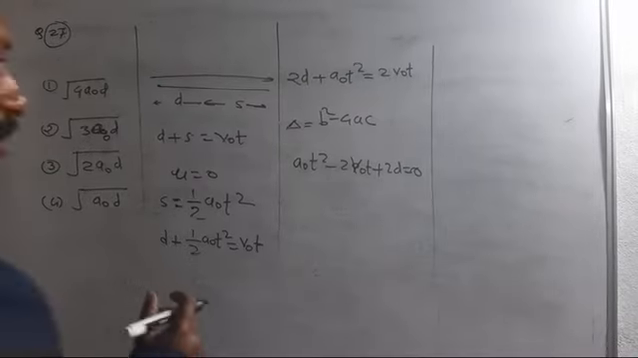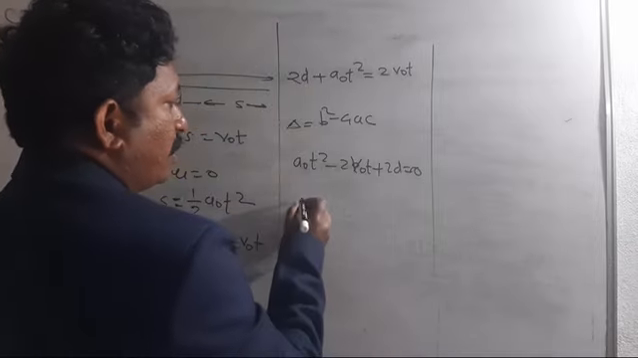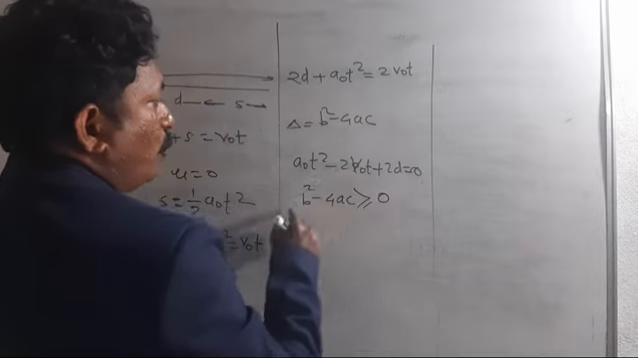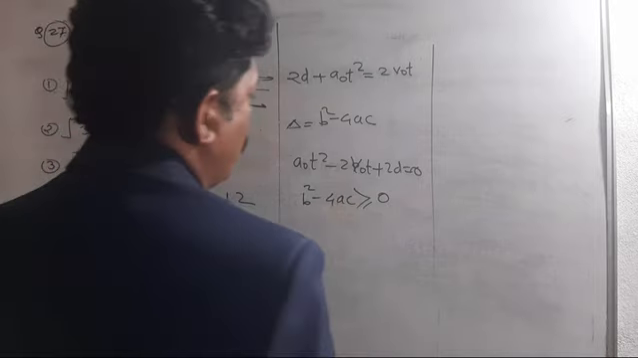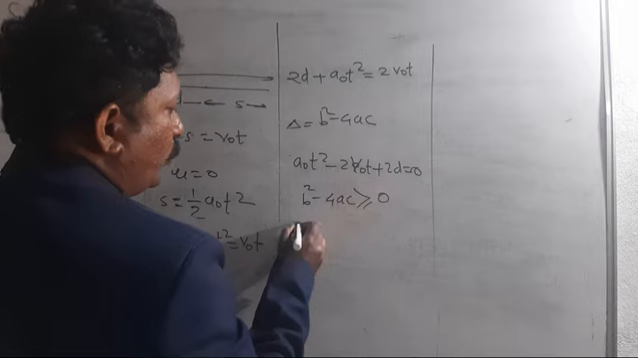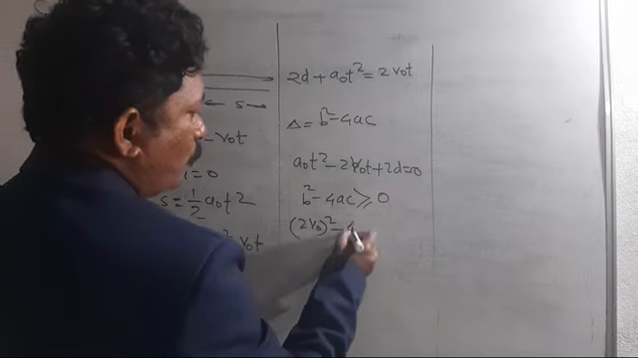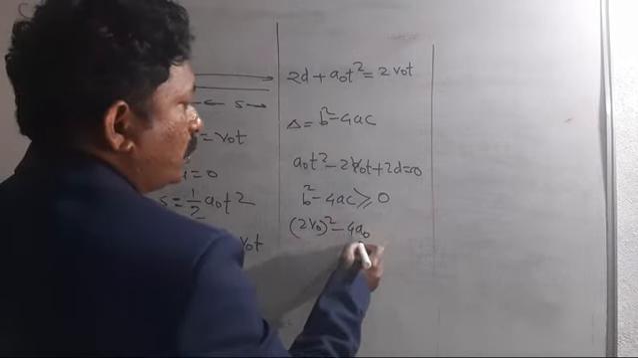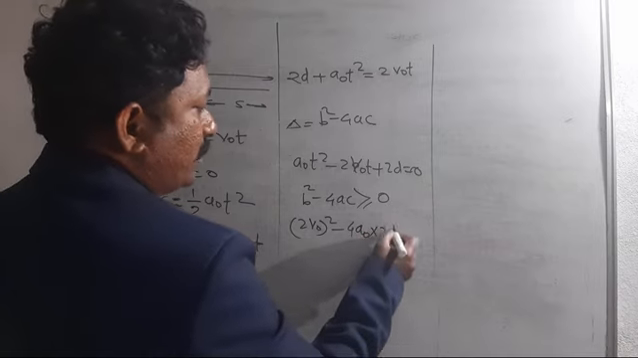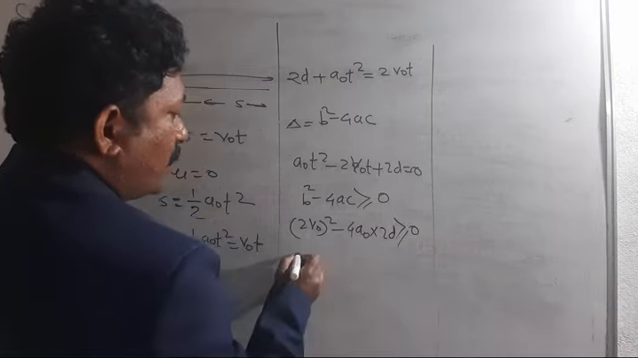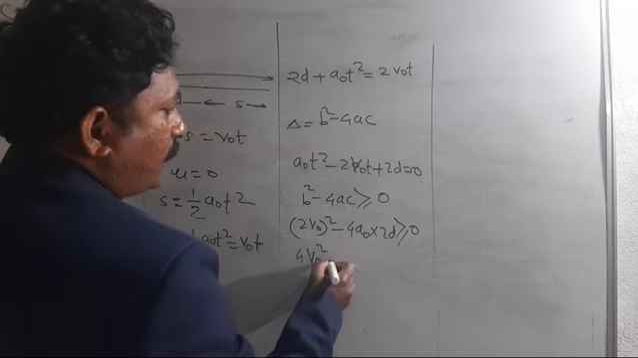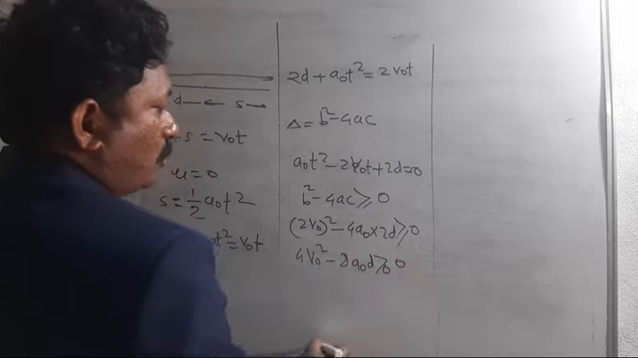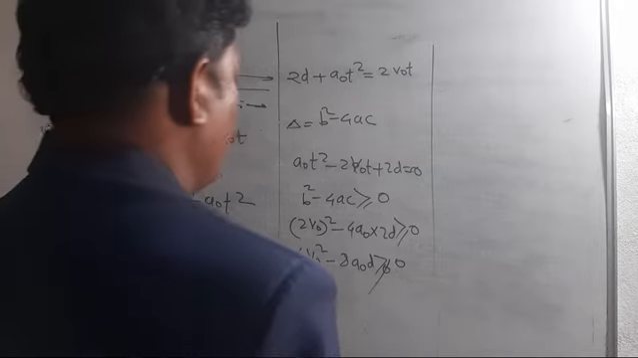So in this equation the discriminant, that is delta, b square minus 4ac, is greater than or equal to 0. Put the values in this expression. Value of b is 2v naught, value of a is a naught, and value of c is twice d. So b square minus 4ac is greater than or equal to 0, that is 4 v naught square minus 8 a naught d is greater than or equal to 0.